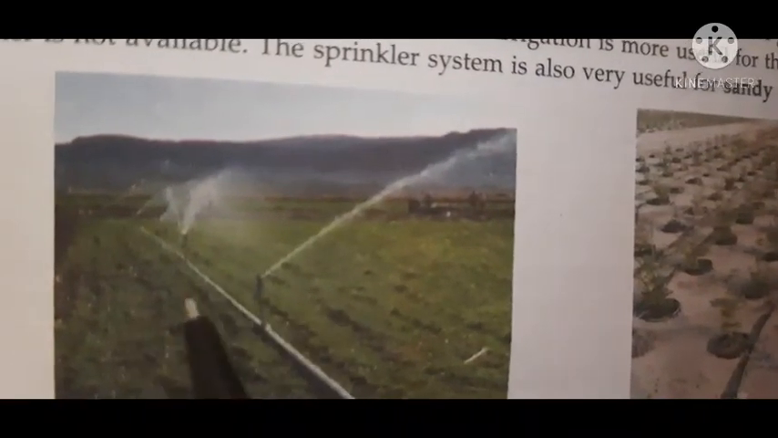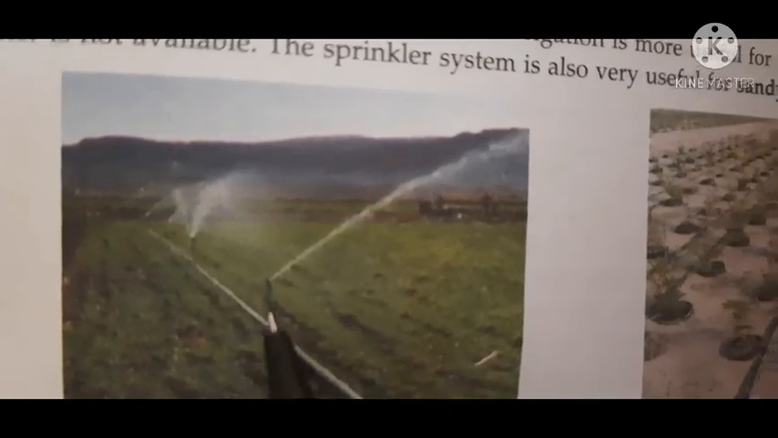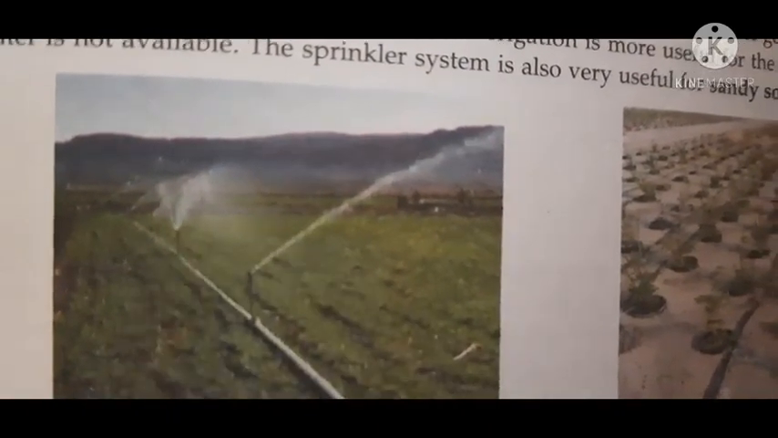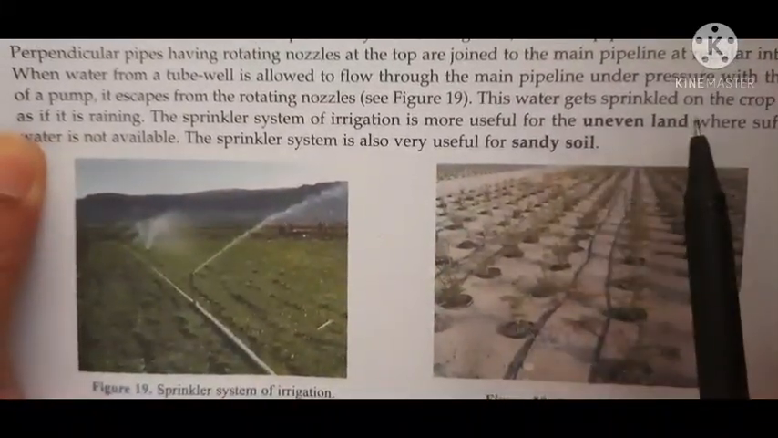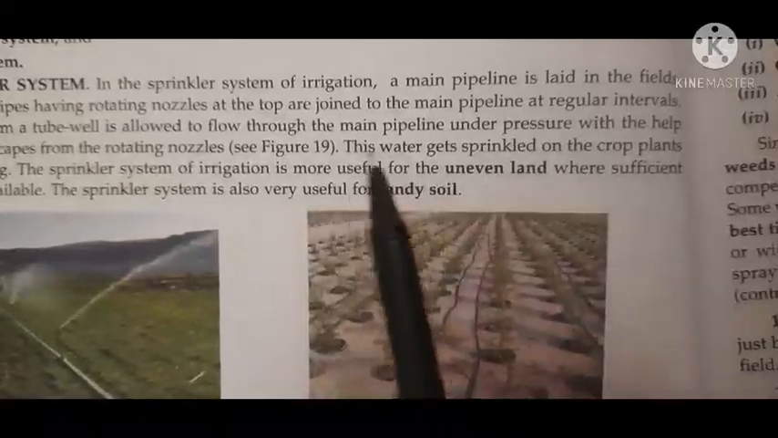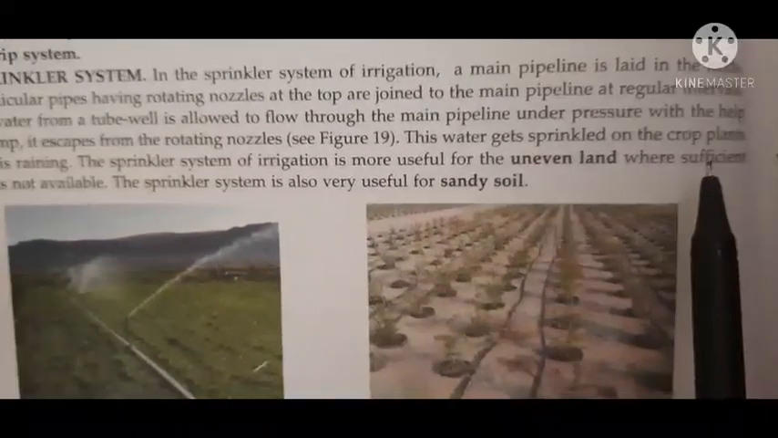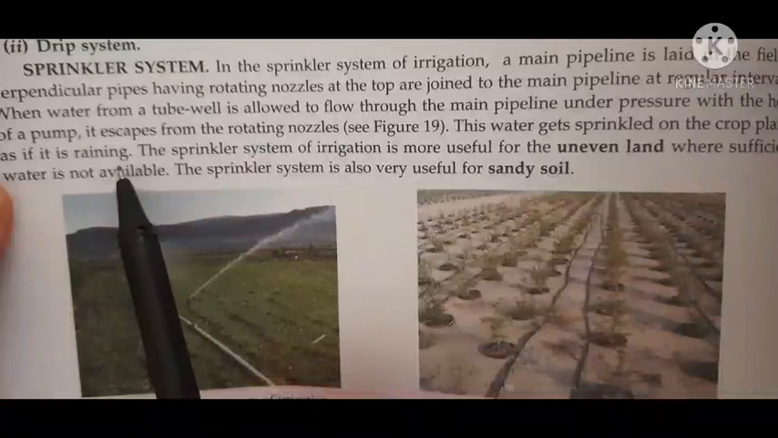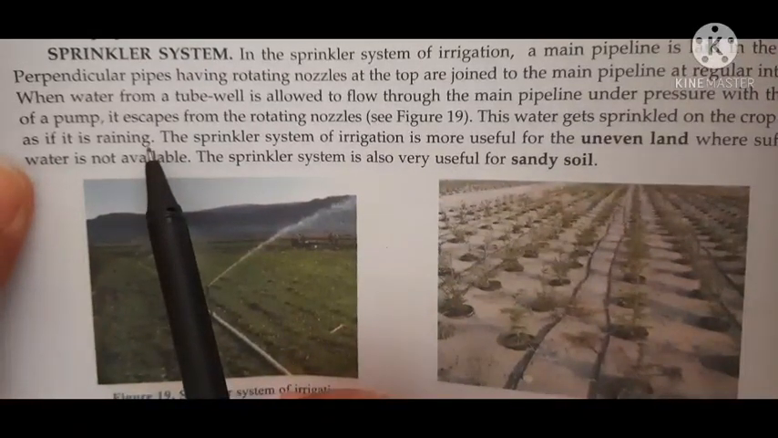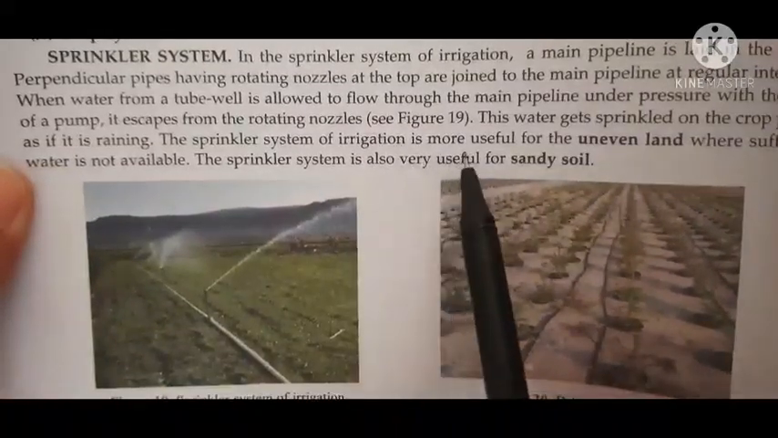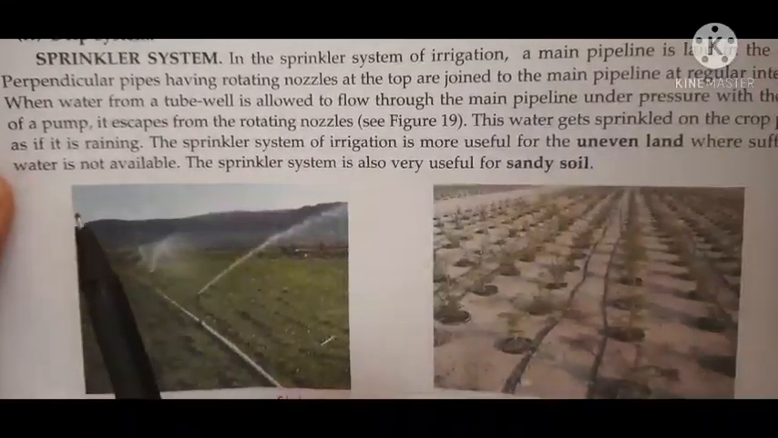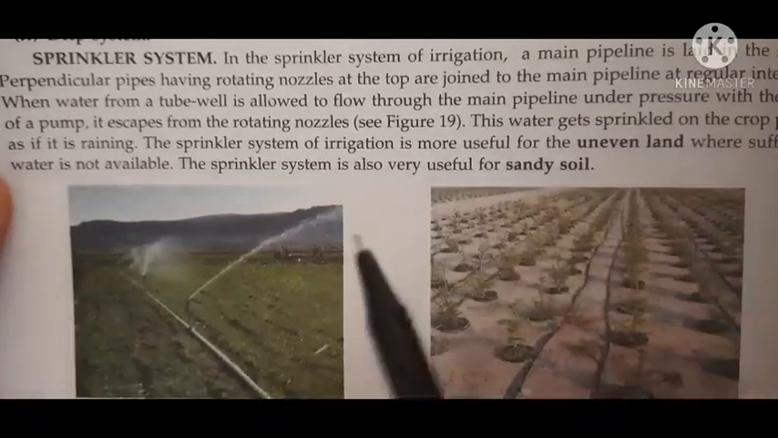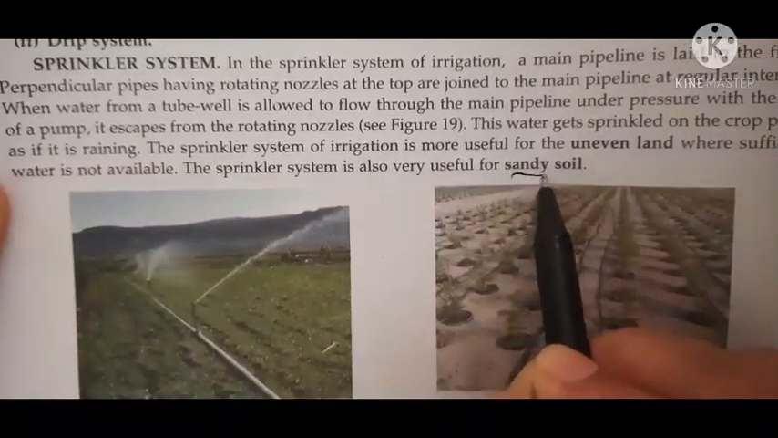I hope it is clear to everyone. And this is the main pipe. You can see here so many perpendicular pipes are placed. I hope it is clear to all of you. Now this water gets sprinkled on the crop plants as if it is raining. Understood all of you? The sprinkler system of irrigation is more useful for uneven land where sufficient water is not available. Sprinkler system is also useful for sandy soil. I hope it is clear to everyone.